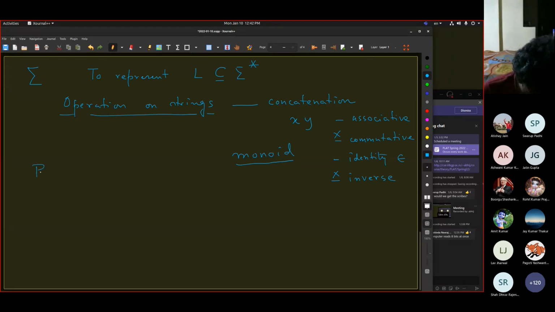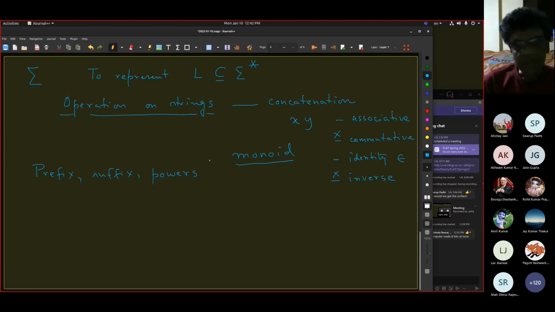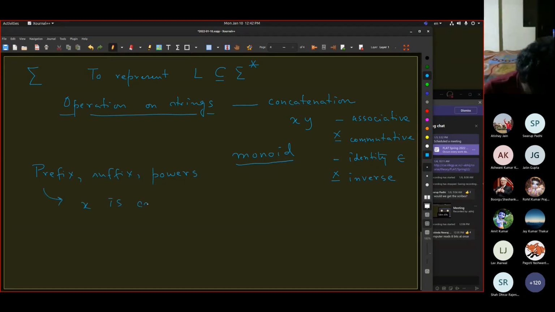And then we can also talk about things like prefix, suffix, powers of strings, because they can be defined using concatenation. X is called a prefix of Y if Y is XZ for some Z in sigma star.